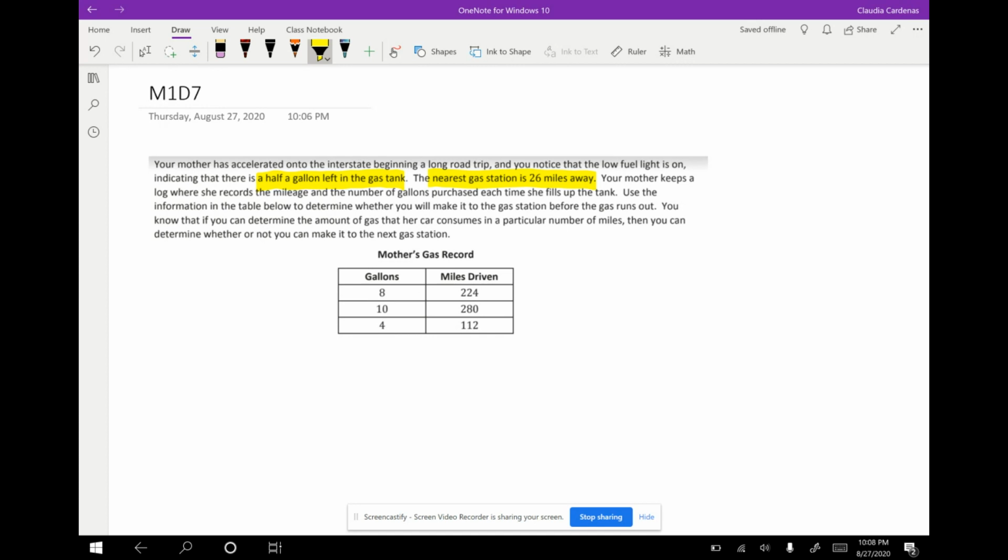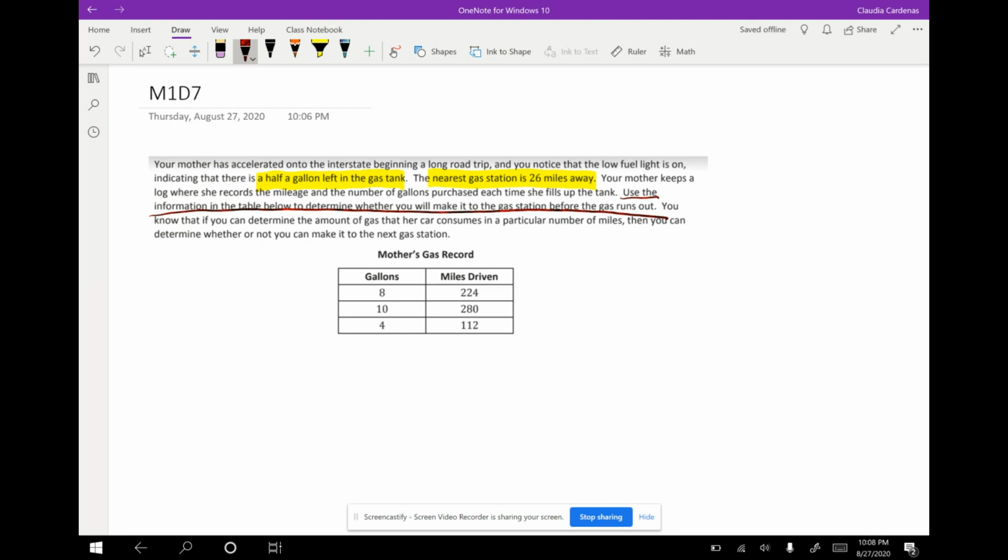Your mother keeps a log where she records the mileage and the number of gallons purchased each time she fills up the tank. Use the information in the table below to determine whether you will make it to the gas station before the gas runs out. You know that if you can determine the amount of gas that her car consumes in a particular number of miles, then you can determine whether or not you can make it to the next gas station.